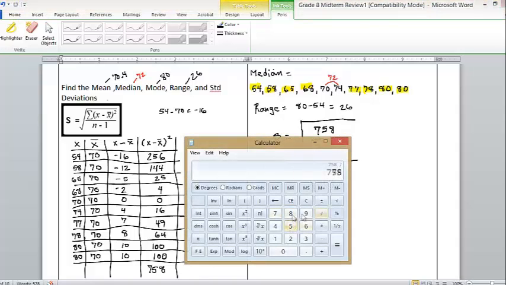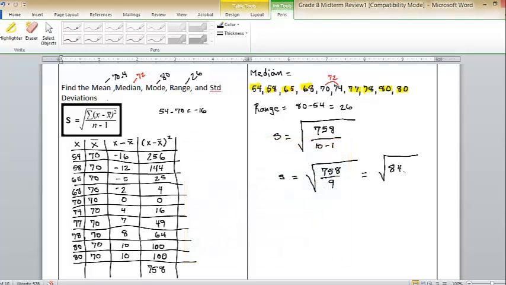You end up with the square root of 84.22222, etc. And that gives you 9.177. So finally, we know that our standard deviation is about 9.17, or rounded off to 9.2.